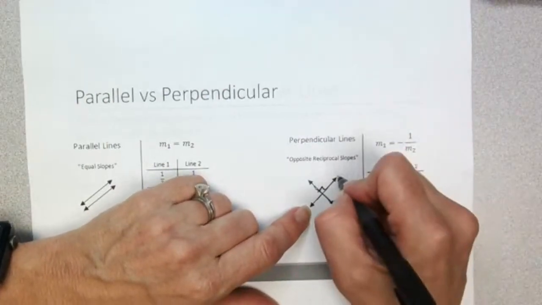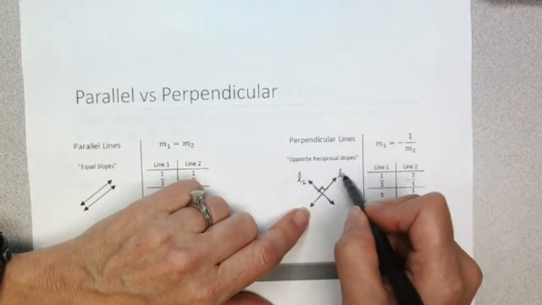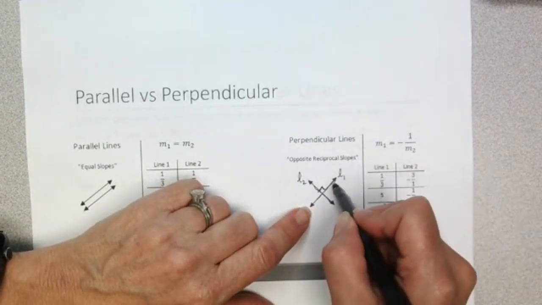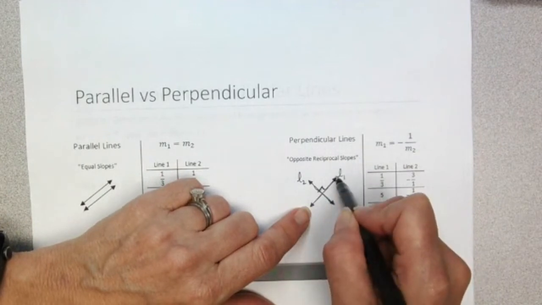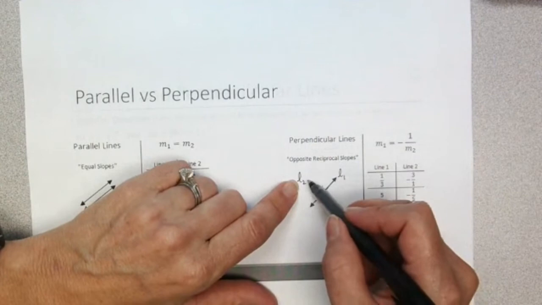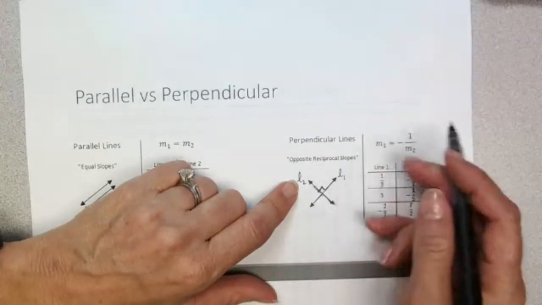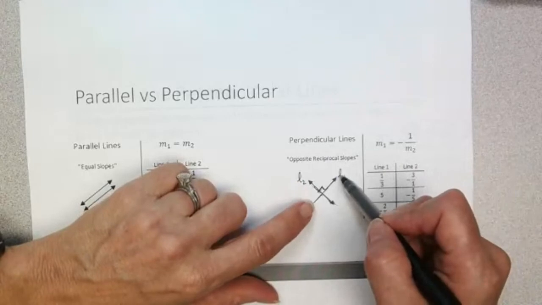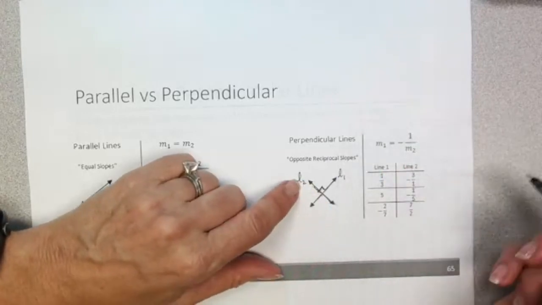So look, if this was line 1 here and this was line 2, the slope of line 1 would be positive because it's slanting upward. Upward slanting lines have a positive slope. The slope of line 2 is going to be negative because it's slanting downward, right? And then the value of the slope of line 1 is going to be the opposite reciprocal of line 2.